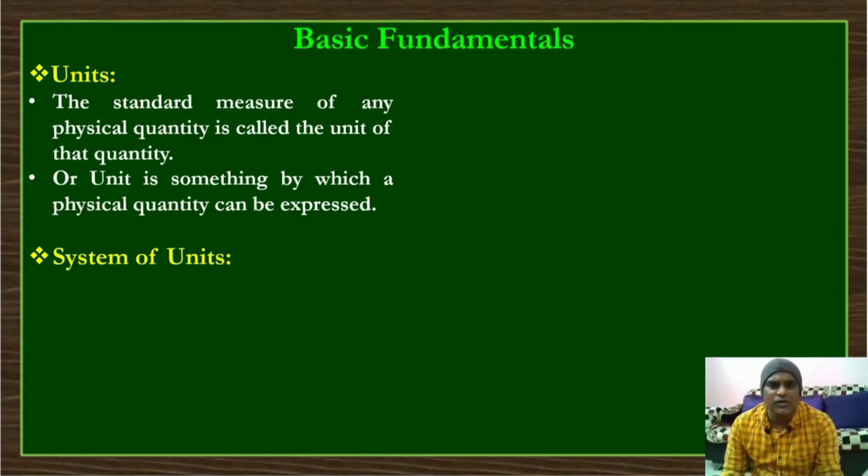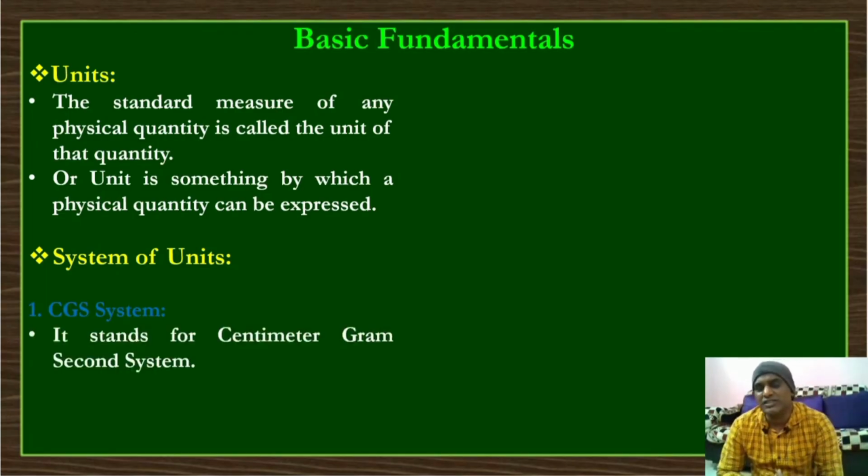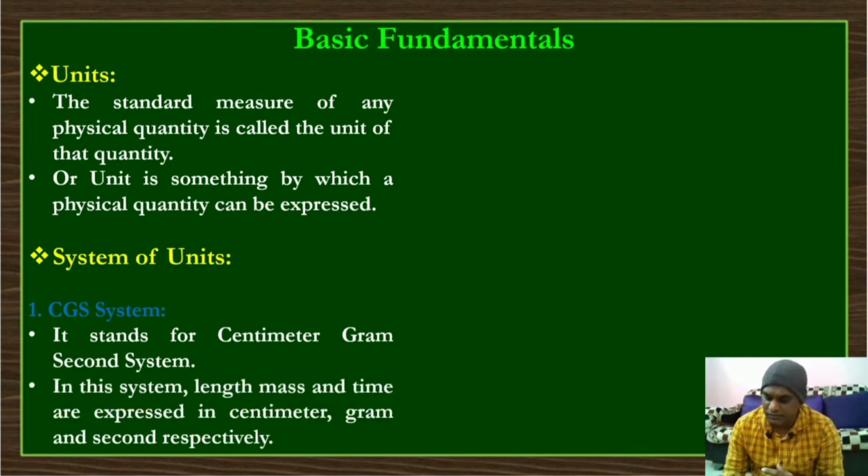And nowadays only the SI system is used, but in the past many systems were there. Still, in some countries some systems are used. So what are those different systems of units? First is the CGS system. What is this CGS system? CGS stands for centimeter gram second system. C means centimeter, G means gram, and S means second.